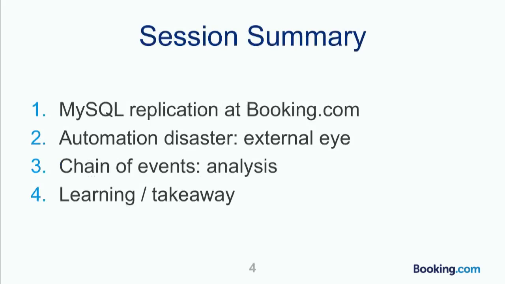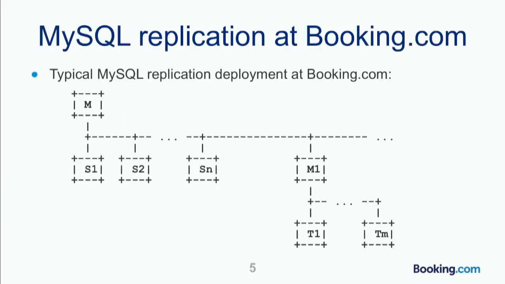The talk today is, as I said earlier, basically about replication. To cover replication at booking, the automation issue that we bumped into, the chain of events that happened, the analysis of that, and obviously the learnings and the things that you can take away from something like this. Hopefully that will prevent you from bumping into the same sort of thing yourself.